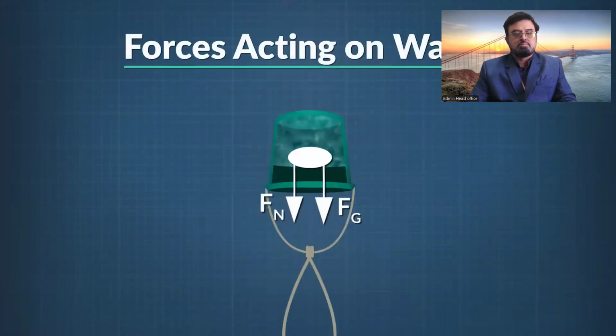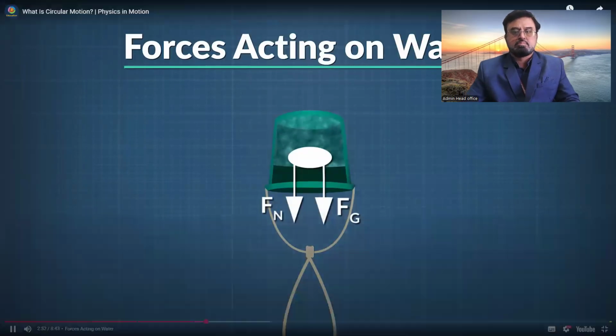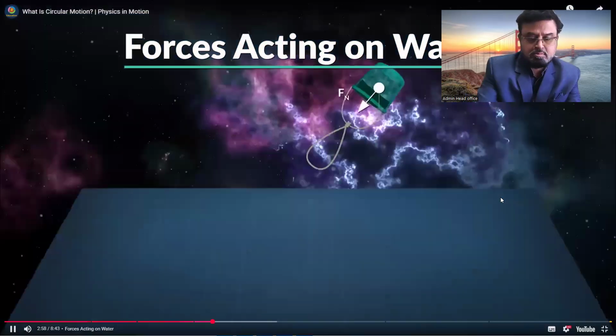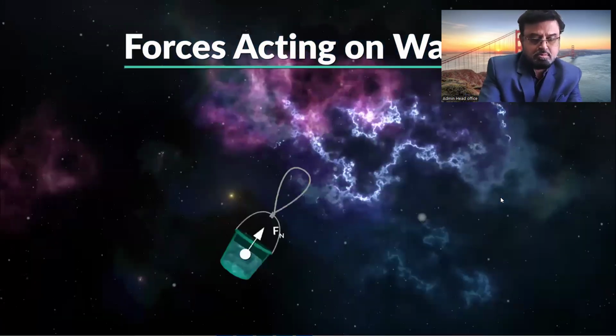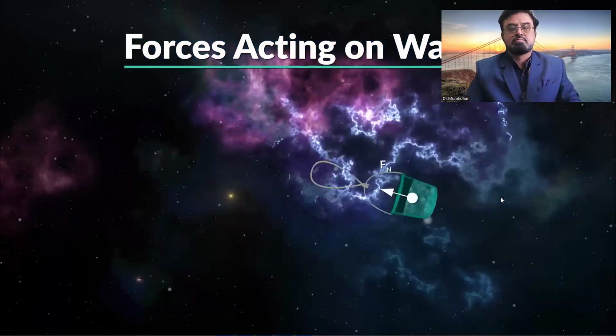So what keeps the water in the bucket? It's the normal force of the bucket on the water's inertia. Tension keeps the bucket moving in a circle. The water within the bucket experiences the normal force from the bottom. This force keeps the water moving in a circle. If we were in the middle of space and there was no gravity, the water would still stay in the bucket as it was swinging in a circle, thanks to the normal force.